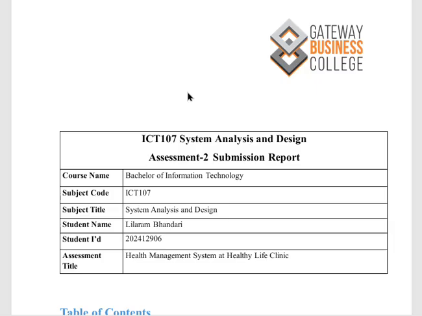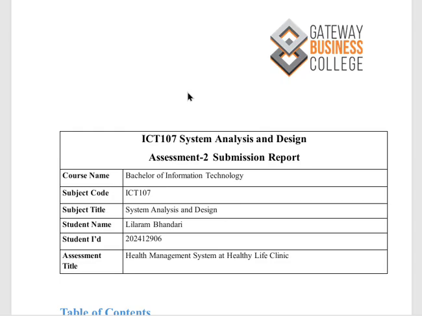Today I will be presenting my project on the subject of system analysis and design on the health management system for the Healthy Life Clinic. This system aims to improve the clinic's operation by integrating patient records, billing, appointments, and registration into a single efficient platform. I would like to thank you, Omar sir, for the opportunity to present this project.